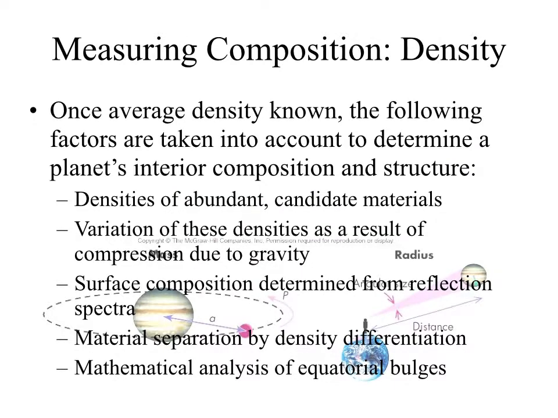Once the average density is known, the following factors are taken into account to determine the planet's interior composition and structure: the density of abundant candidate material, variation of the density as a result of compression due to gravity, surface composition determined from reflection spectrum, material separation by density differentiation, and mathematical analysis of equatorial bulging.